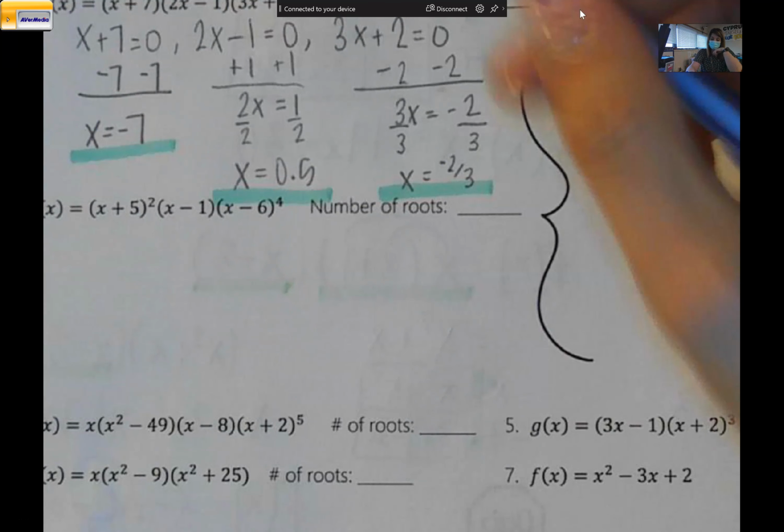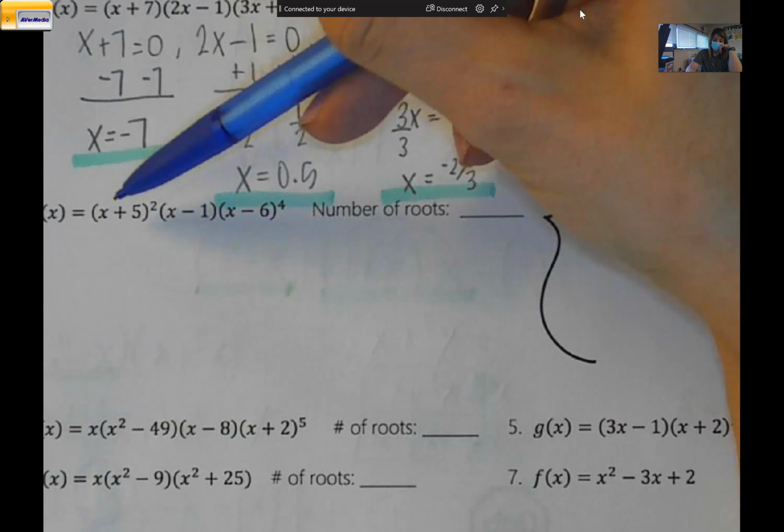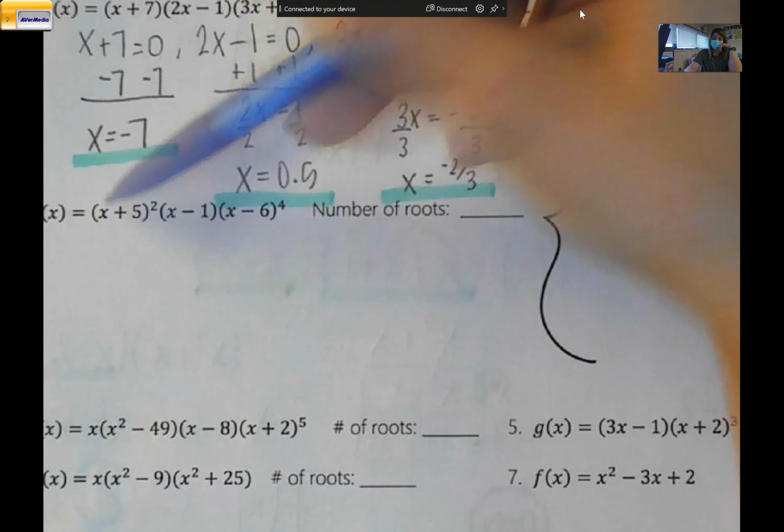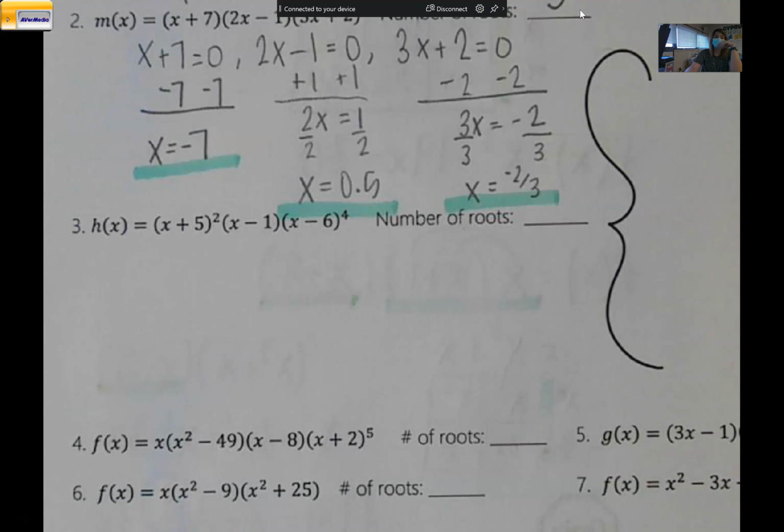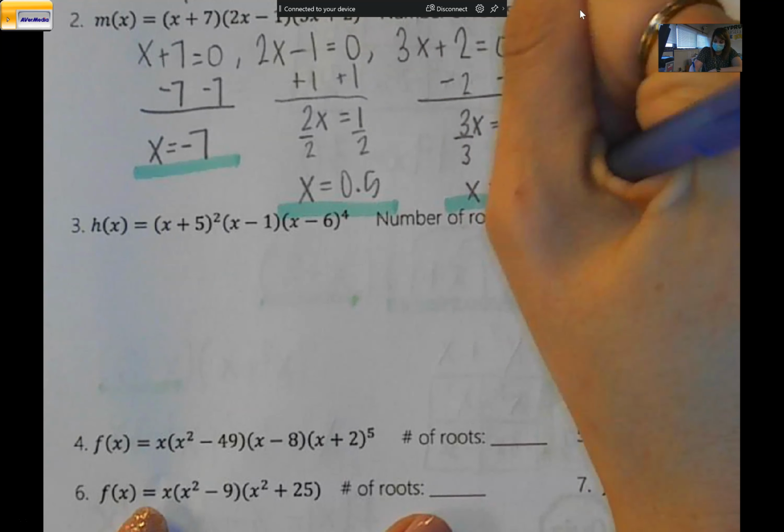Should we decide our number of roots first, though? Yeah. See if you guys can figure out how many roots this is. Really try. You don't got to write it down, but really try to figure it out. Okay, I heard one of you say it. 7.